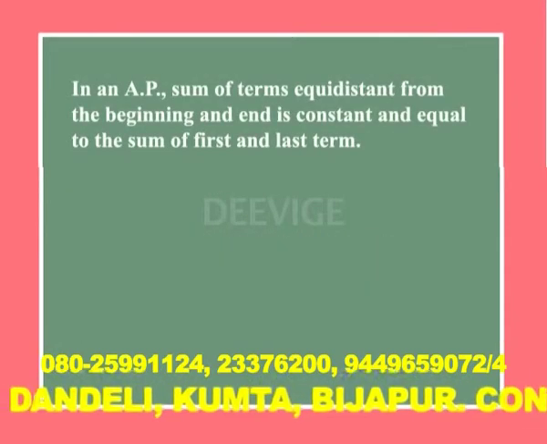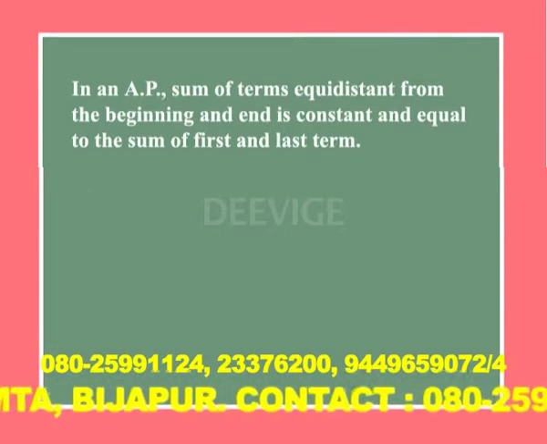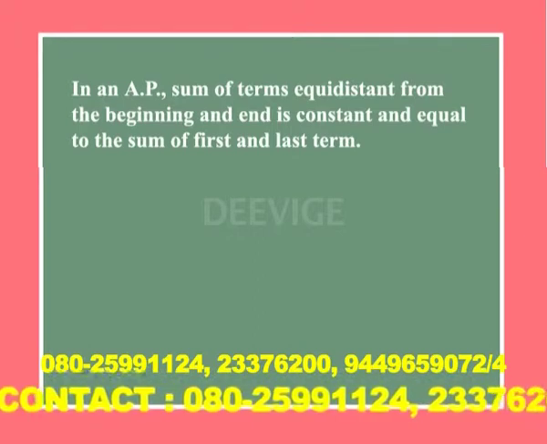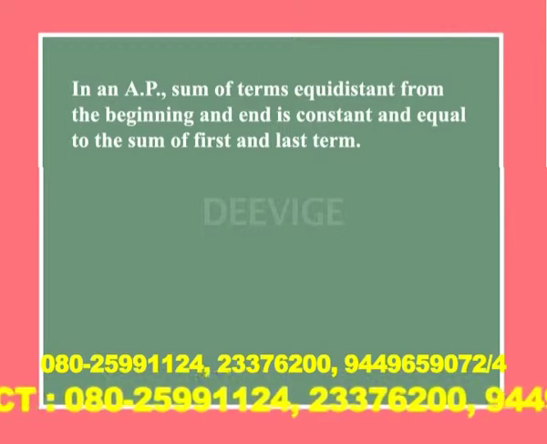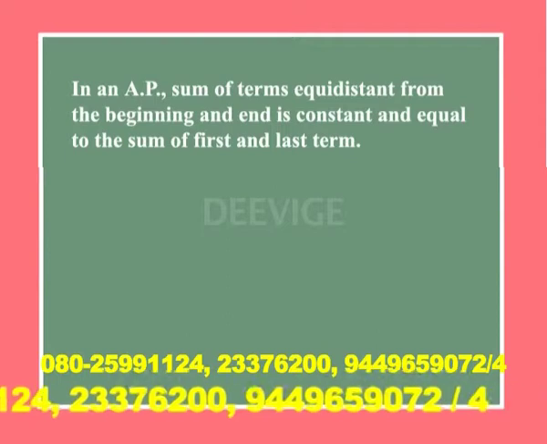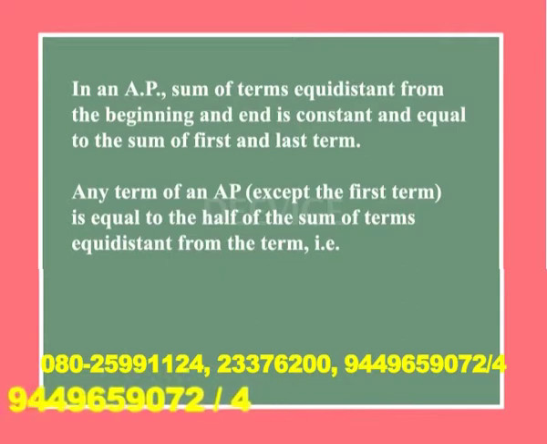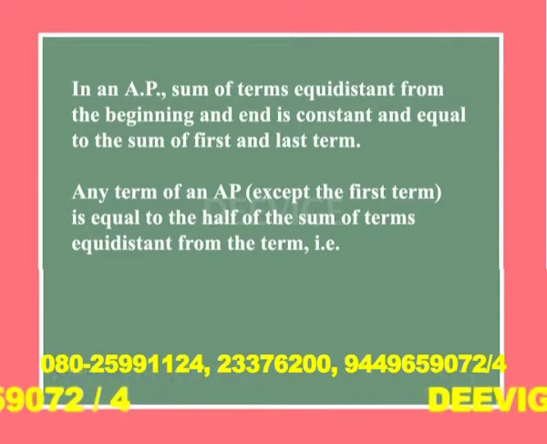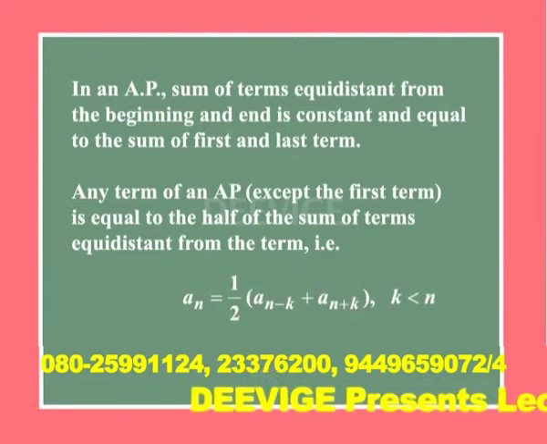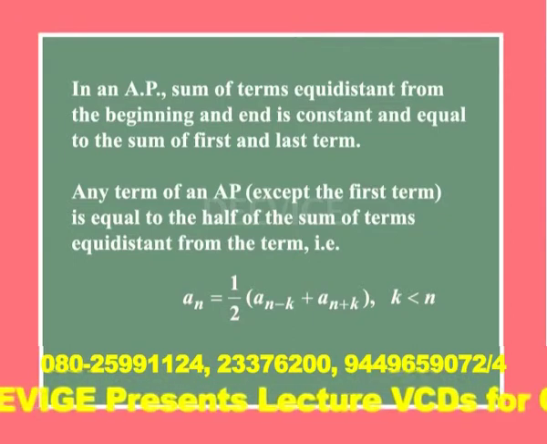In an AP, sum of terms equidistant from the beginning and end is constant and equal to the sum of first and last term. Any term of an AP except the first term is equal to half of the sum of terms equidistant from that term, that is, a suffix n is equal to half of (a suffix n minus k plus a suffix n plus k) for all k less than n.